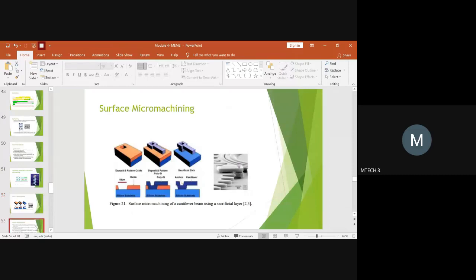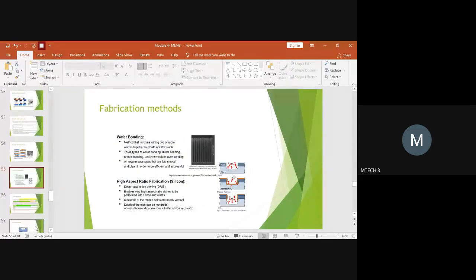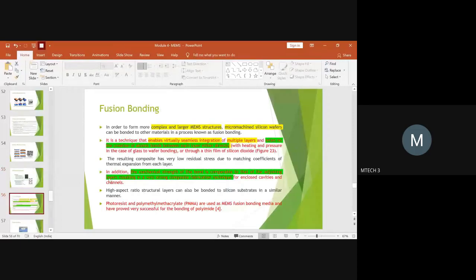Okay, so in the next class, we will go with respect to micro integration and other parameters. So until then, take care and have a nice day.